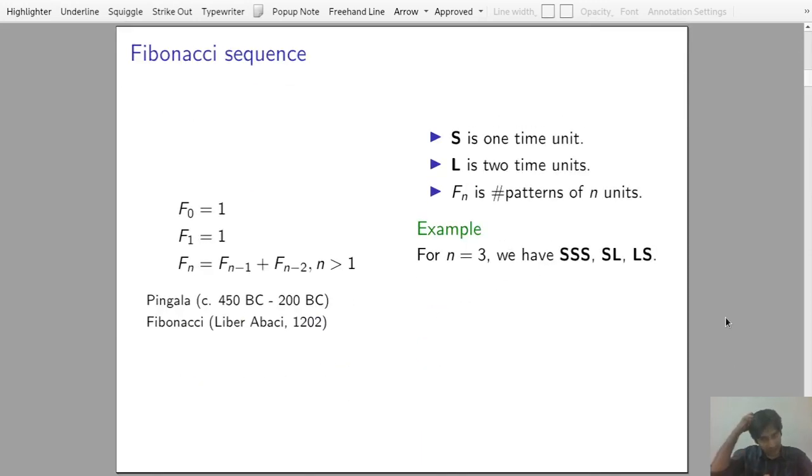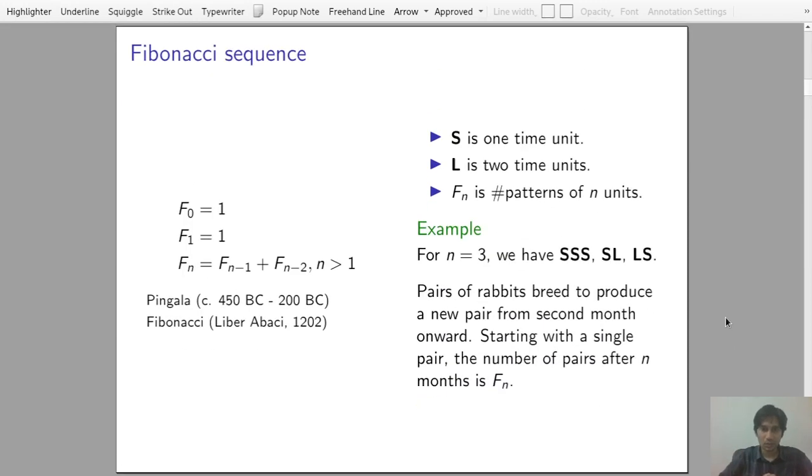Fibonacci studied this sequence to model the breeding of pairs of rabbits. The story is that pairs of rabbits breed to produce a new pair from the second month onward. So starting with a single pair, what is the number of pairs after n months? It turns out that this is also exactly equal to the nth Fibonacci number.